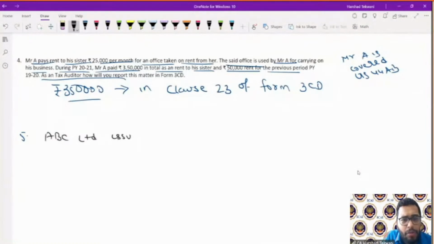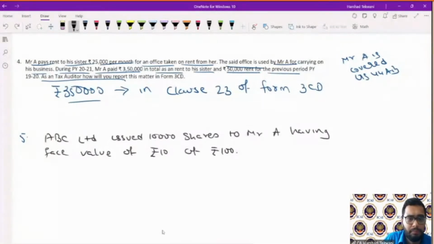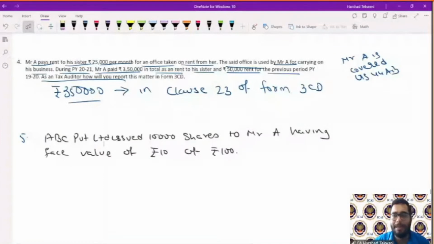ABC Private Limited issued 10,000 shares to Mr. A, having face value of rupees 10, at rupees 100. Now, the next thing is that the shares were issued by ABC Private Limited.